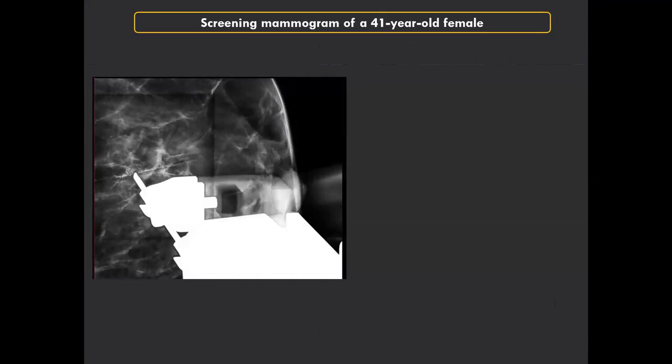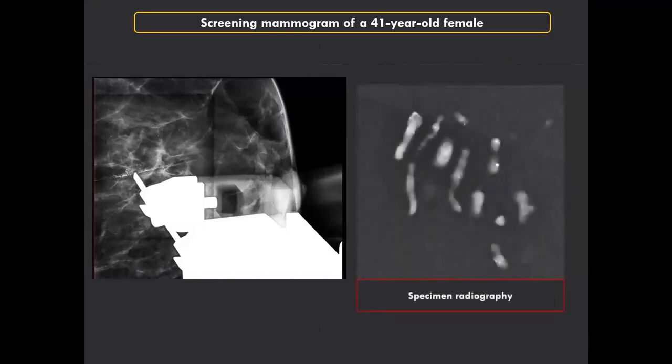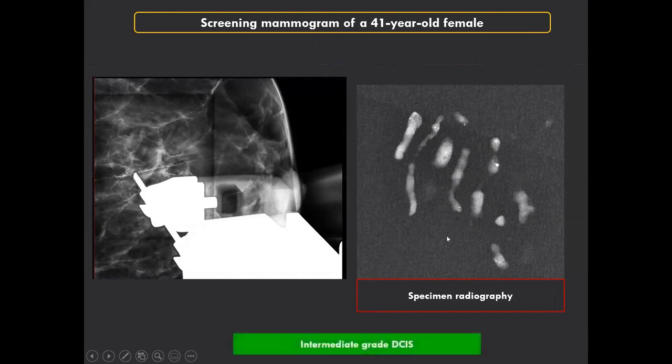A stereotactic biopsy was performed, and for these subtle lesions, when you take a biopsy, you should image the biopsy course to make sure that they include the microcalcifications that you have seen on the mammogram. A biopsy was taken, and the excision was performed, and it revealed an intermediate grade DCIS.